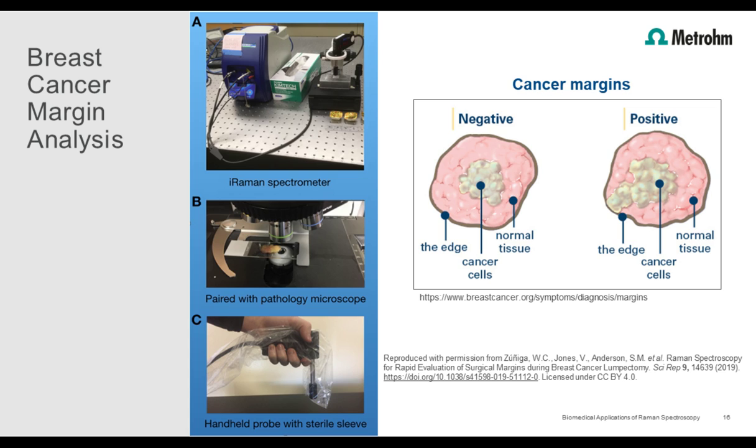So here's a drawing which shows the definitions of positive and negative cancer margins. If there are cancer cells present at the edge of the tissue sample, that would indicate a positive margin test. So this indicates that it's likely that there's still cancer tissue left at the site of the lumpectomy. On the other hand, a negative test means that there's no cancer tissue at the edge of the sample, so it's a likely indication that the surgeon was able to remove it all.